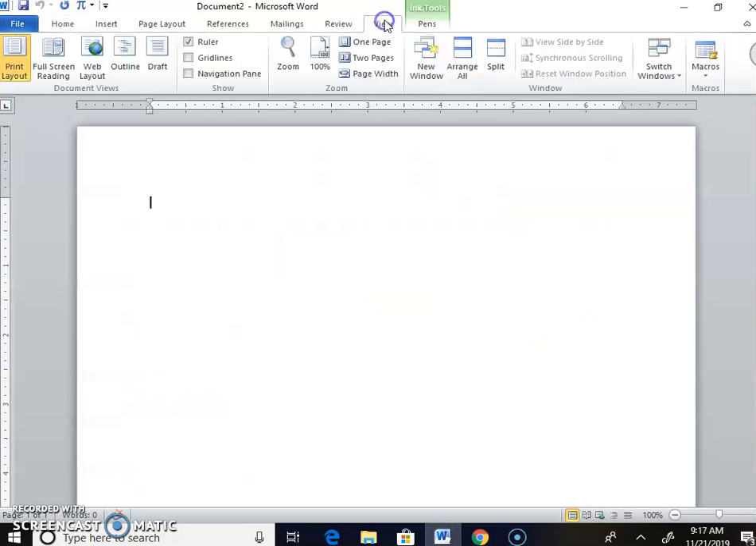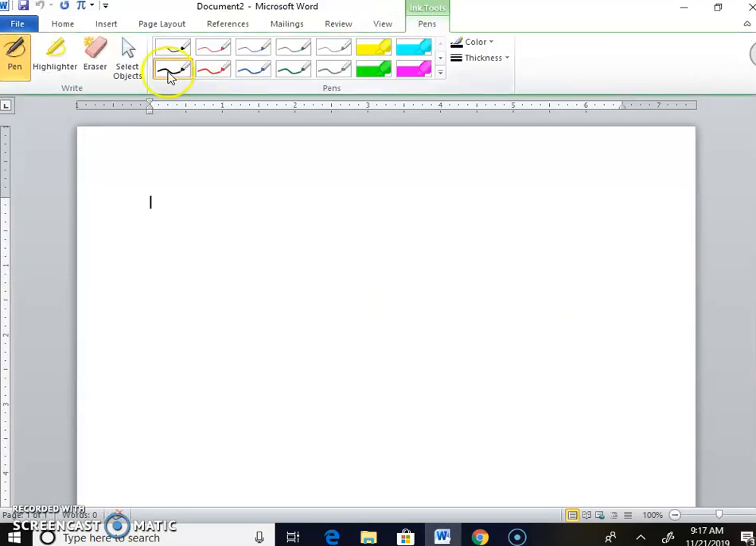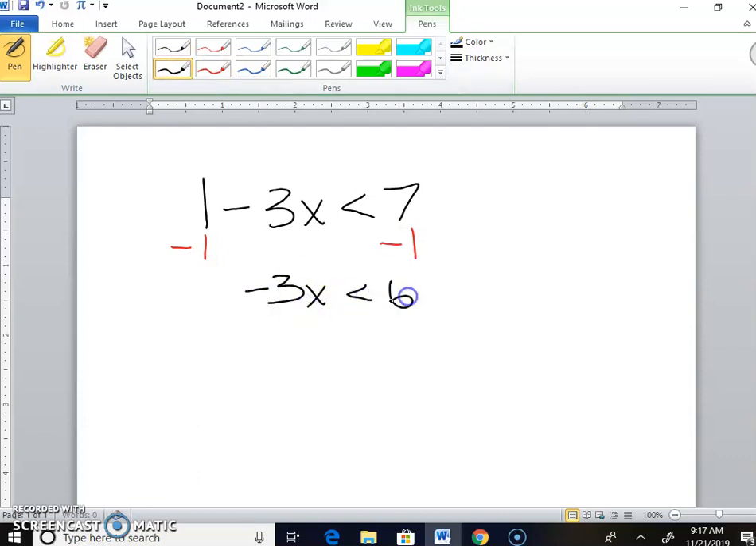Okay, that one quick example is going to be 1 minus 3x less than 7. So I'm going to pretend like this is just an equation, and I'm going to solve this. That is a positive 1 right there. So to get rid of that positive 1, I'm going to have to subtract 1, and I have to do that to both sides. Now I end up with negative 3x less than 6. I've got a negative 3 out in front of the x, so I'm going to divide by negative 3 on both sides.